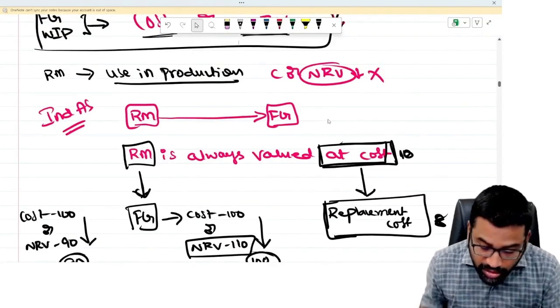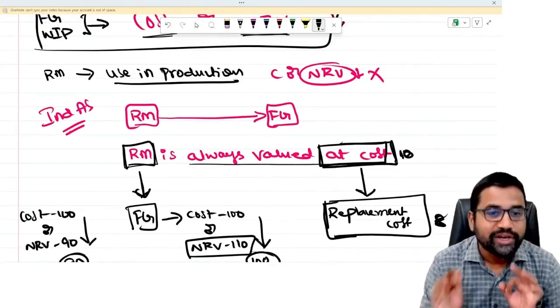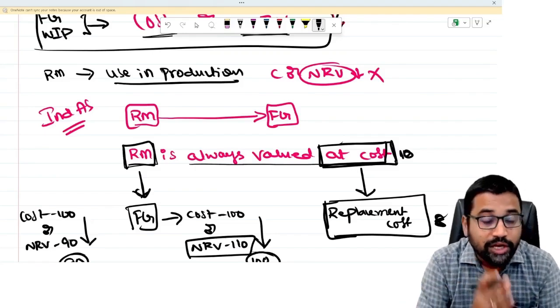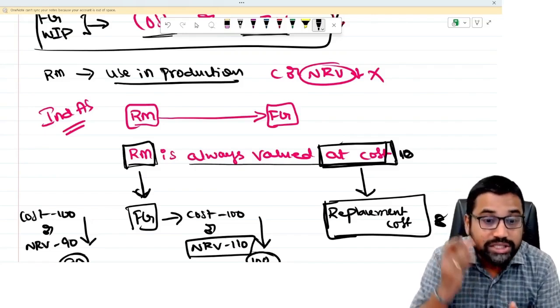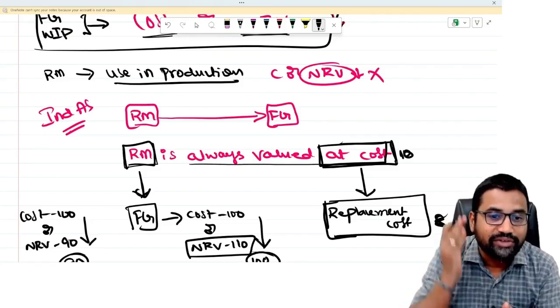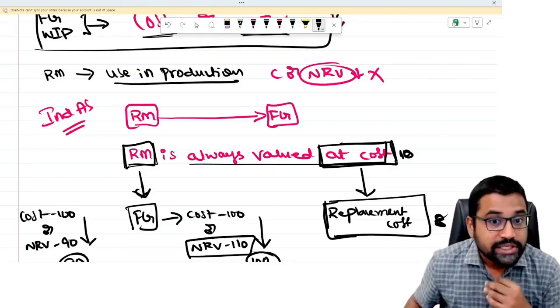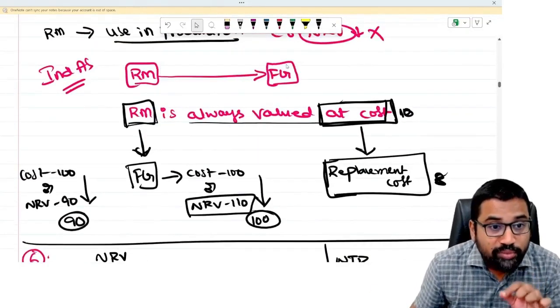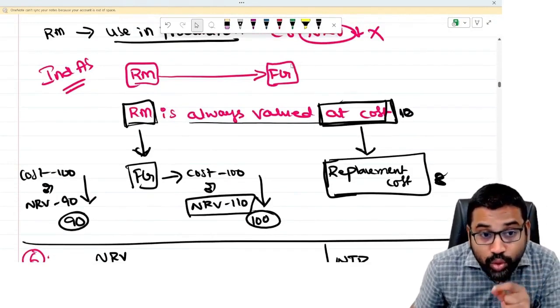Therefore, remember always the basic principle is raw material is always valued at cost. Raw material is always valued at cost. Raw material is always valued at its cost. But there is one exception. What is that exception? Suppose you are using this raw material in a particular finished product, right? Now if the finished good is sold below the cost.